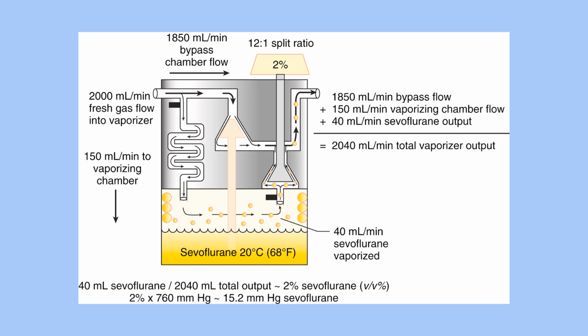Now, the other thing to notice about this is the inflow, the carrier gas, is coming in at 2,000 milliliters per minute in this particular scenario, but the output is higher. It's actually 2,040 milliliters per minute. And that's because it's actually picking up additional anesthetic gas down here. So the take home is that the outflow actually is going to be higher than the inflow.